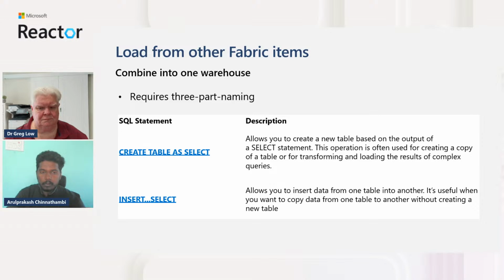to query or load the data from different workspaces. Generally, we call it a cross database query, which contains three-part naming: the database, then the workspace name, and then the table that we are going to load the data from. We can refer to the documentation for this.